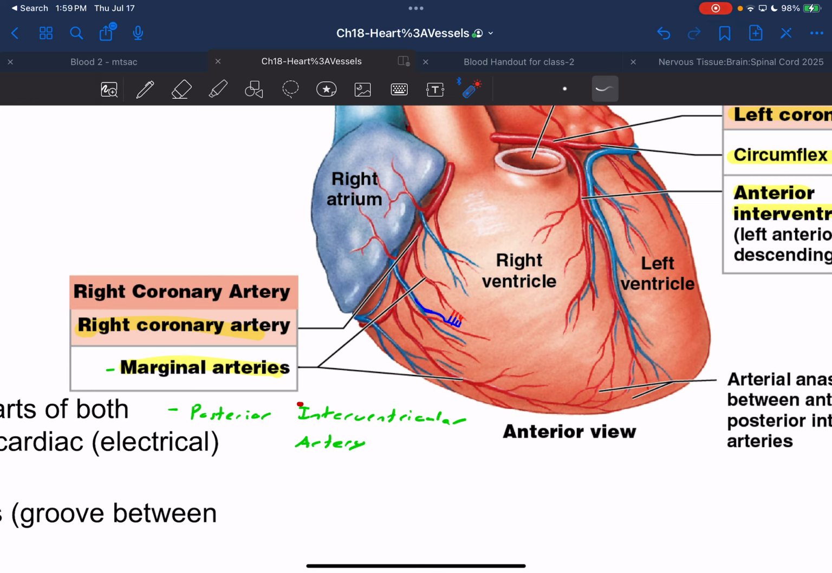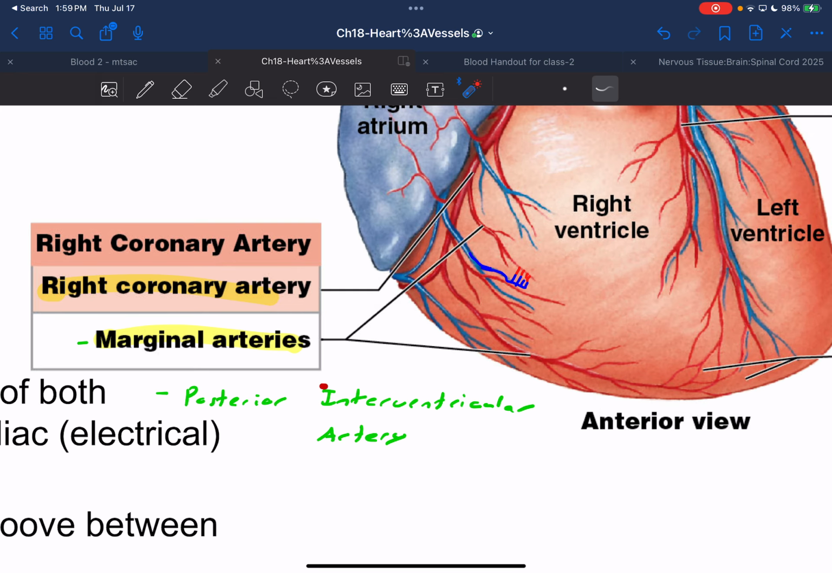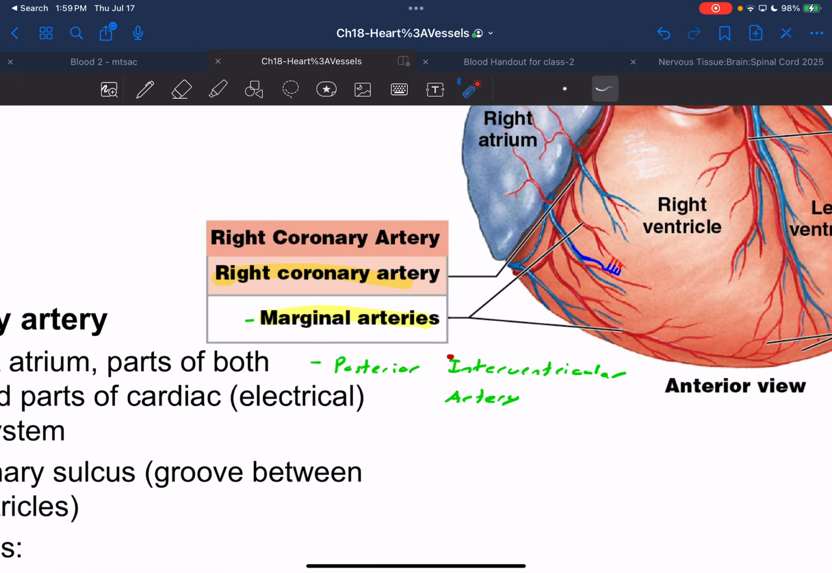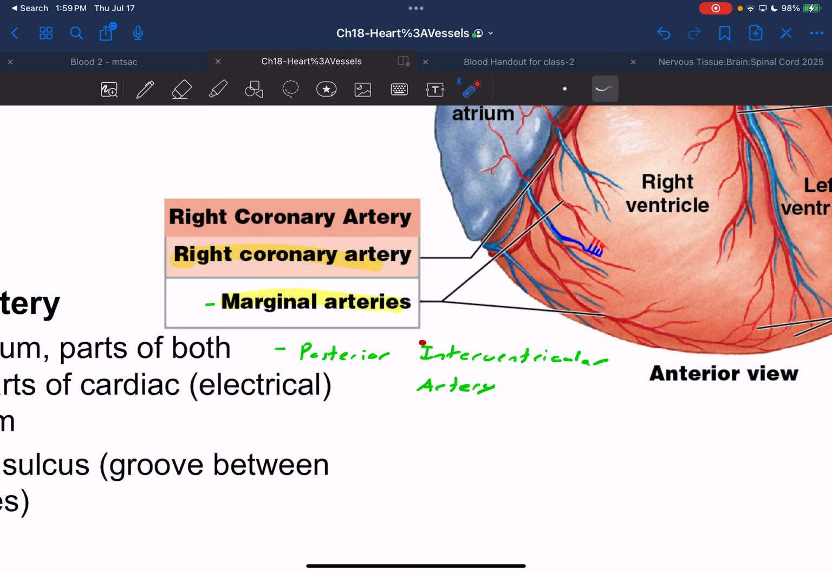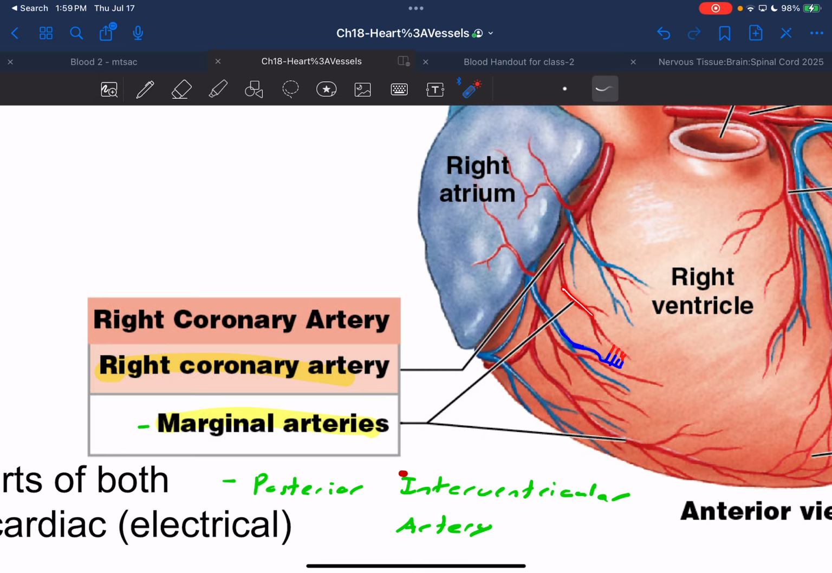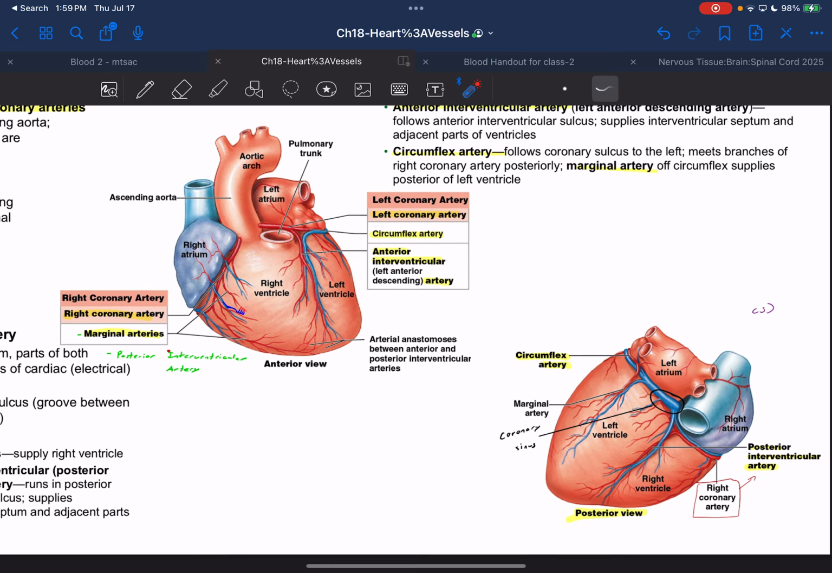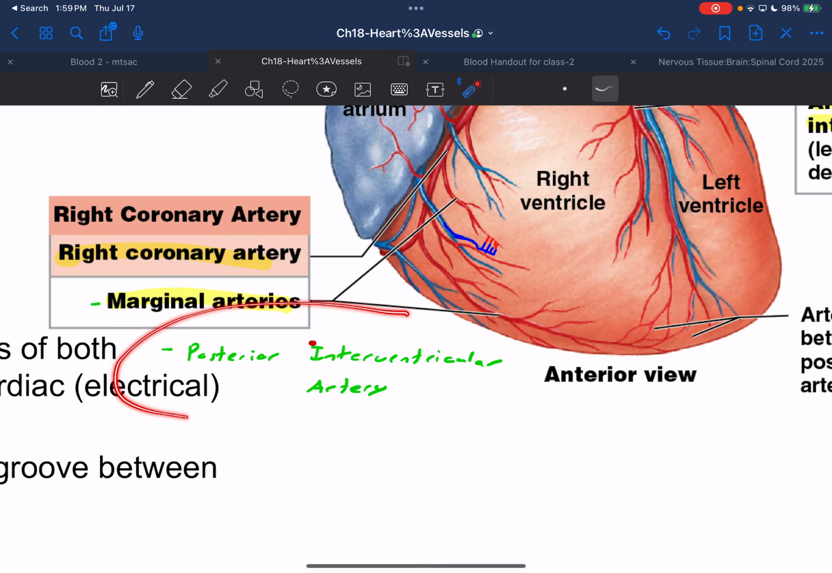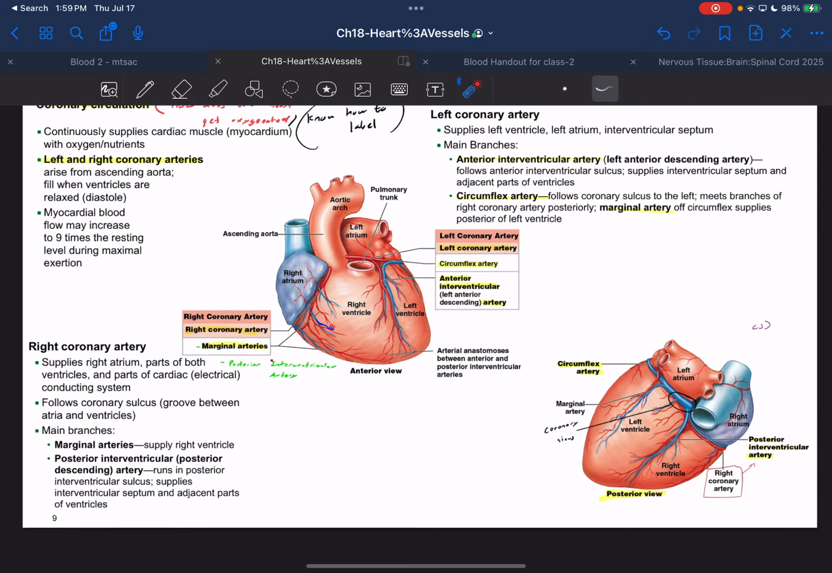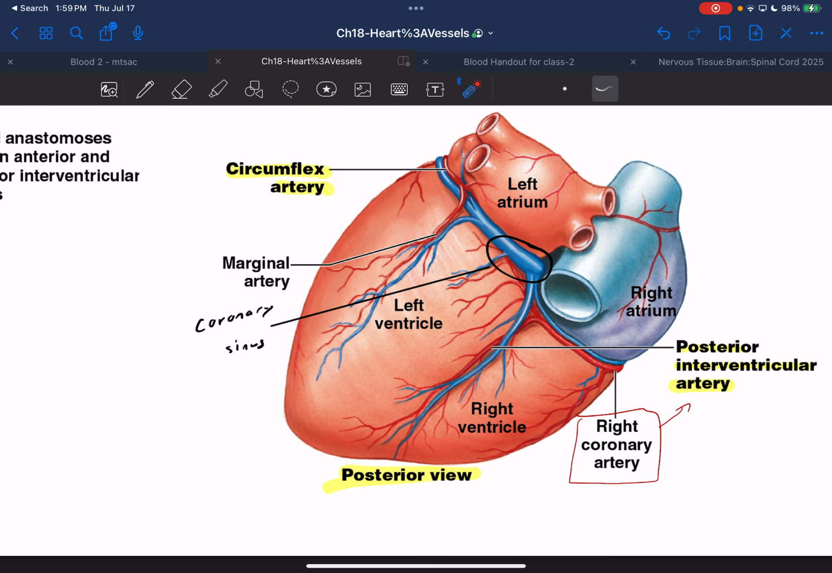And so the only ones I need you to know are two for the right coronary artery. The first one, the right coronary artery, obviously. And then you'll see that it branches into marginal arteries on this anterior side, which means these branches of arteries. If you flip the heart around, which is what the other picture is, and you follow it, you'll see that there's another one I kind of need you to add here. Posterior interventricular artery. You should all have an idea of where that is.